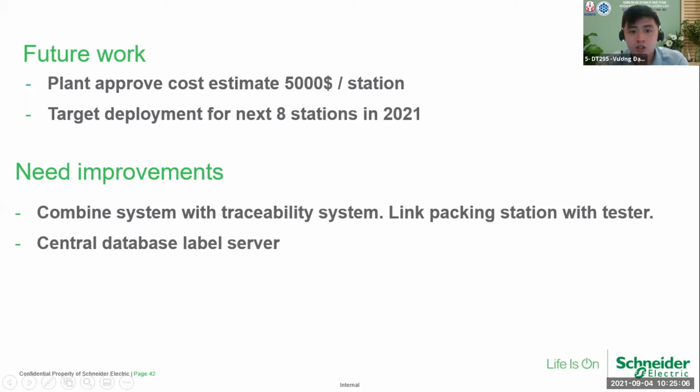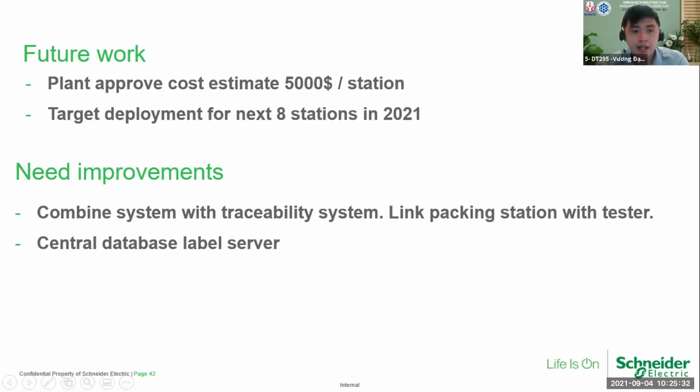5,000 USD per station and already got approval from the director, with the target from now to the end of the year 2021 that the team will deploy the next 8 stations and update. Until now, the team has successfully deployed 2 stations in the last month.